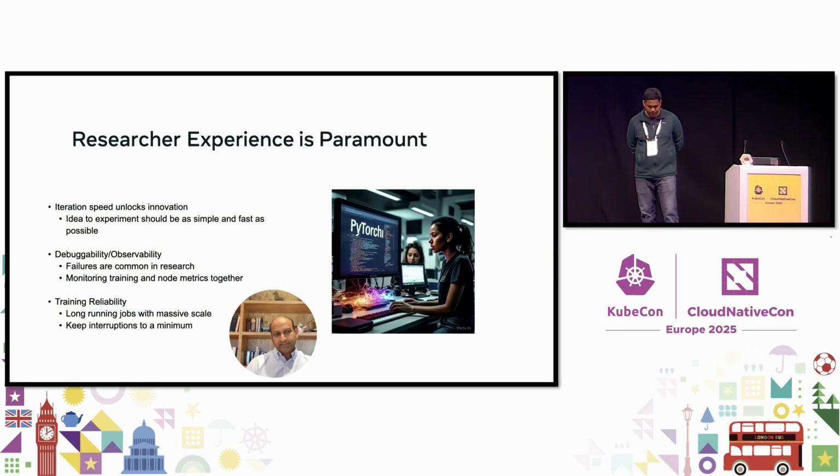The third aspect of researcher experience is training reliability. The more the interruptions, the more the researcher is wasting time debugging those failures and figuring out, is it a code bug or is it an infra bug? So we have a goal to keep interruptions to a minimum, right? And support long running jobs at massive scale.